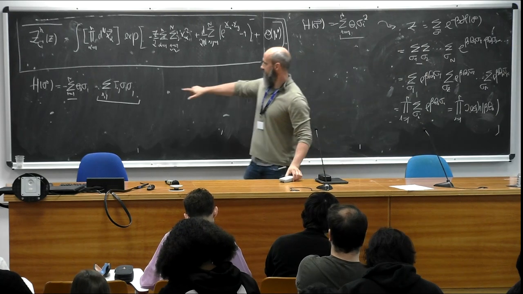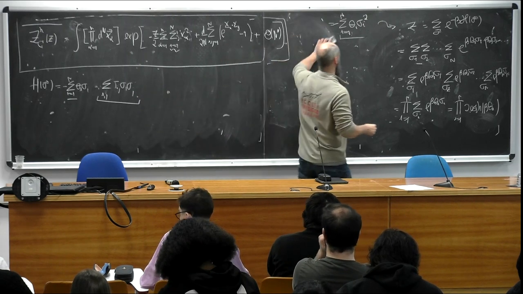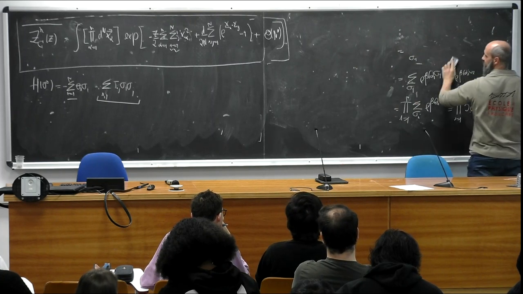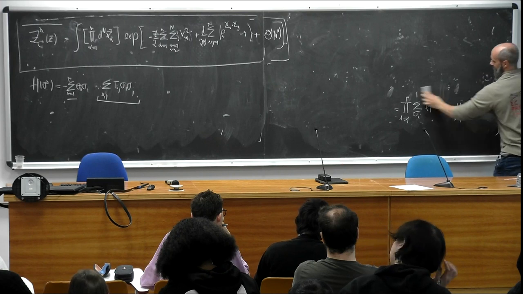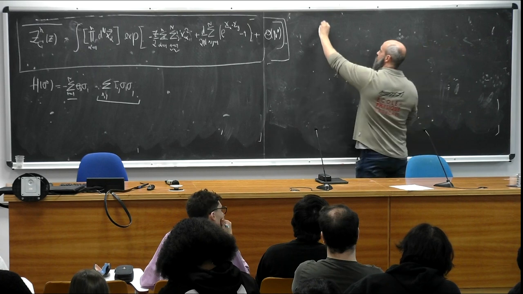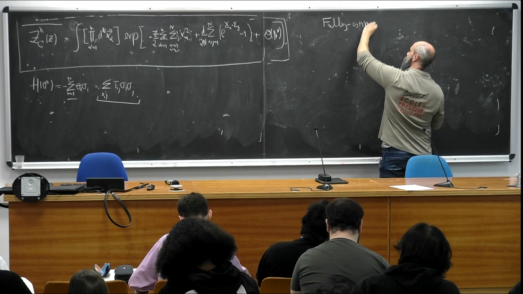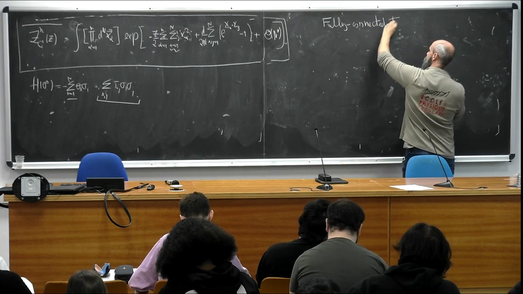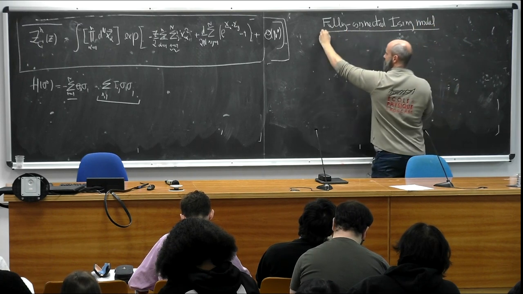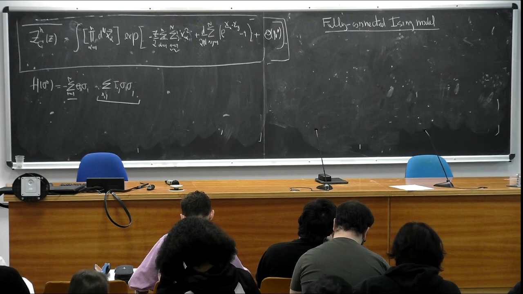So let me explain the trick in a simple model. And this model is going to be, again, the Ising model, because everybody is obsessed with the Ising model. But we're going to consider the fully connected Ising model. So the fully connected Ising model is an Ising model where all the spins are connected to each other. Right, it's as simple as that.